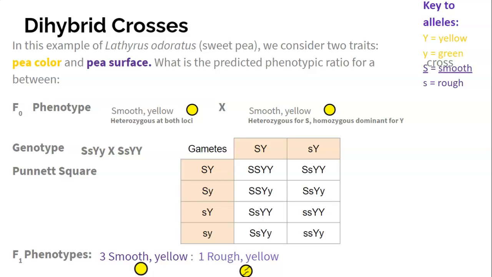For this case, I have a reduced number for my phenotypes: 3 smooth and yellow and 1 rough yellow. Now remember, I have 16 total offspring, and 3 plus 1 is only 4. So this is only accounting for a quarter of my offspring, which means I need to multiply these numbers by 4 so that I would know what my total offspring would be. So I would have 12 smooth yellow in the entire Punnett square and 4 rough yellow in the entire Punnett square. But because I reduced, you could just say 3:1.